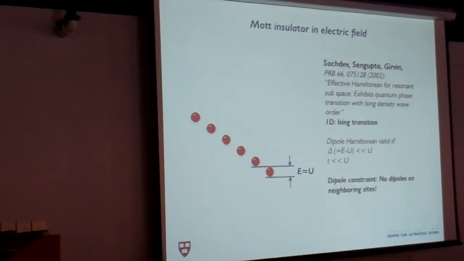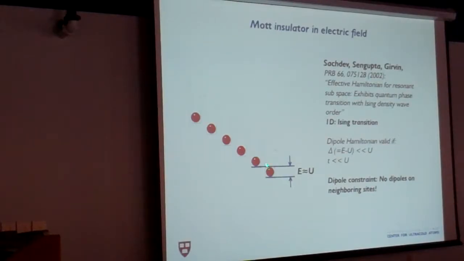But what happens if your tilt is huge? You cannot do this in condensed matter because you can't tilt to the U of a Mott insulator, of a fermionic Mott insulator, let's say. In that case, you would rip your crystal apart, essentially. You can do this in cold atoms, no problem at all.